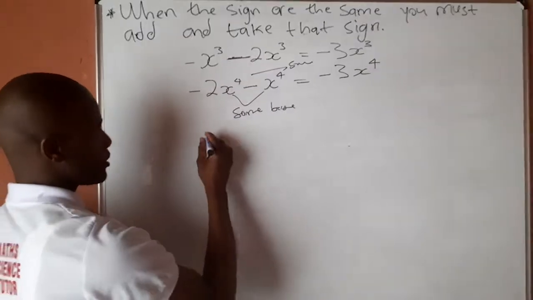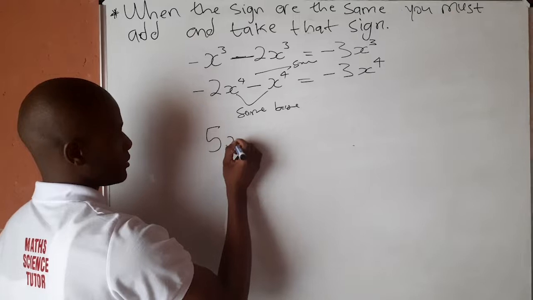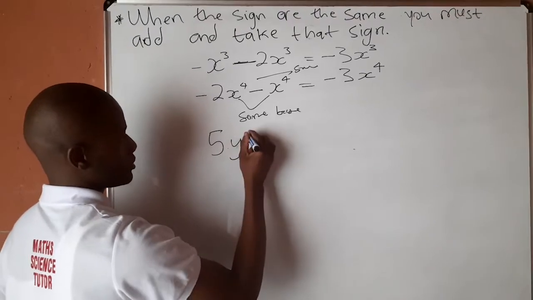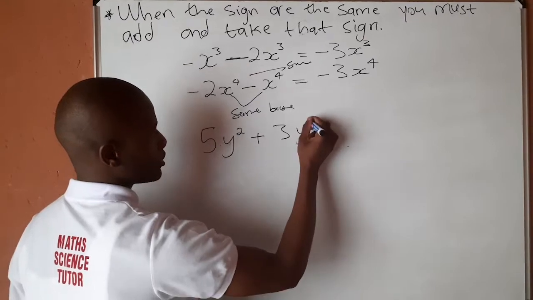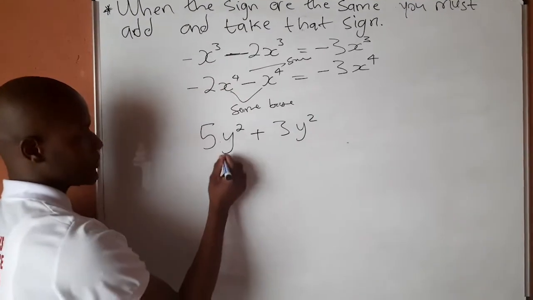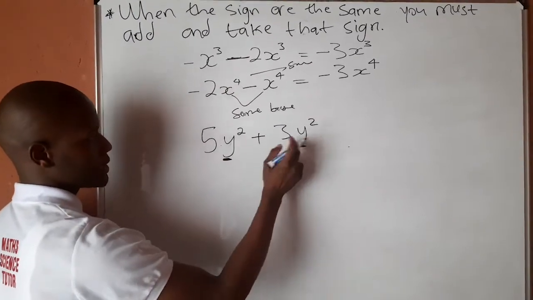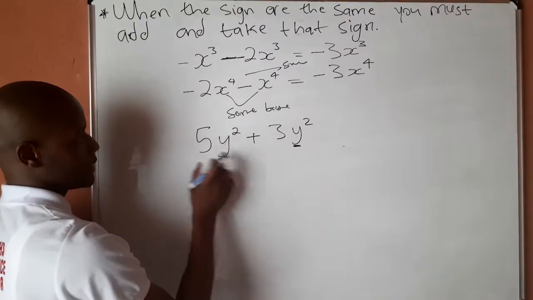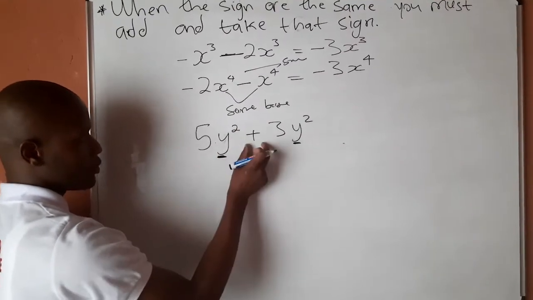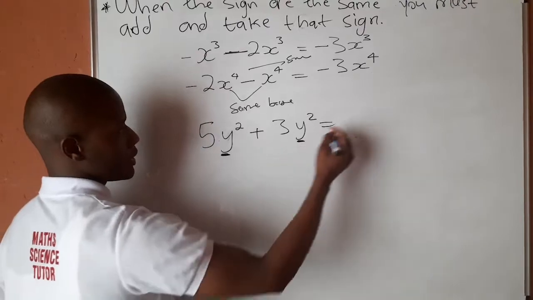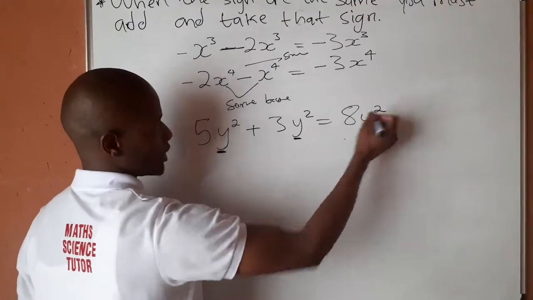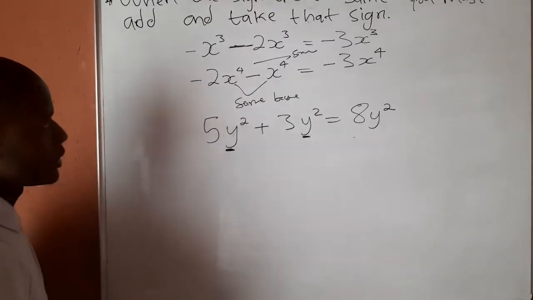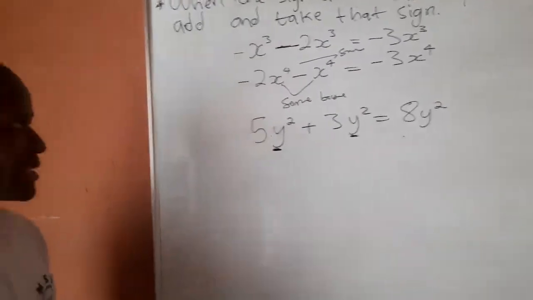So 5y to the power 2 plus 3y to the power 2. Like terms, they have the same base and same exponents. Then the signs are the same. It's positive and positive, which is going to be 5 plus 3 is 8y squared. So like terms, same base and same exponents.